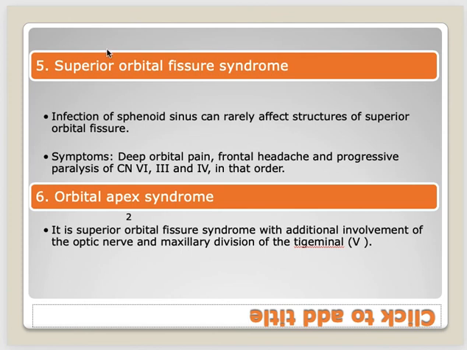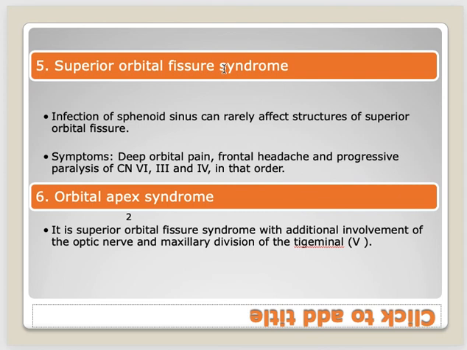A very important thing is superior orbital fissure syndrome. If you are good in anatomy, you must know what the superior orbital fissure is. It's a fissure behind the orbit. And especially the infection from the sphenoid sinus can affect this area.